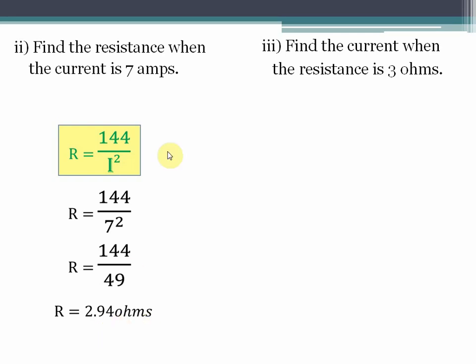These are the mathematical equations which engineers use to build electrical circuits. Now find the current when the resistance is 3 ohms. They said that if the resistance is 3 ohms, what is the value of the current?